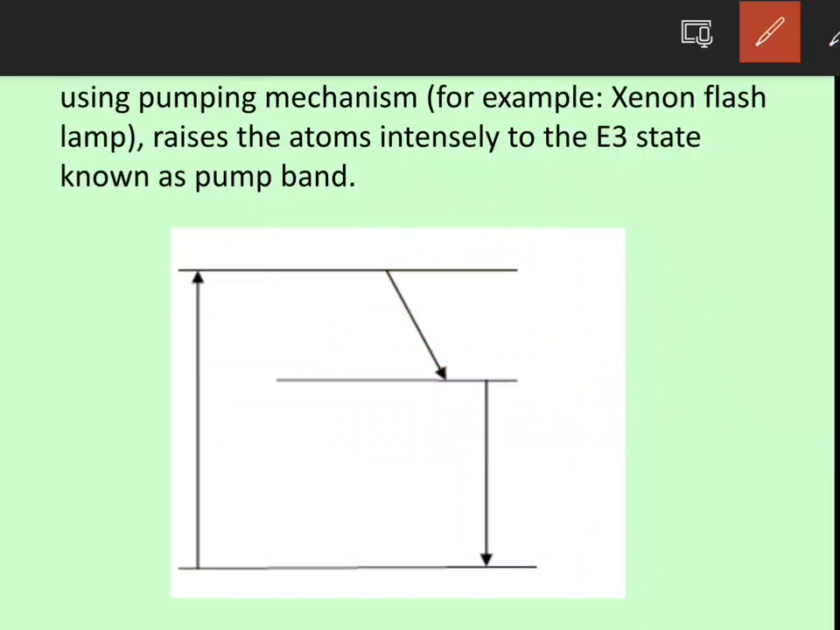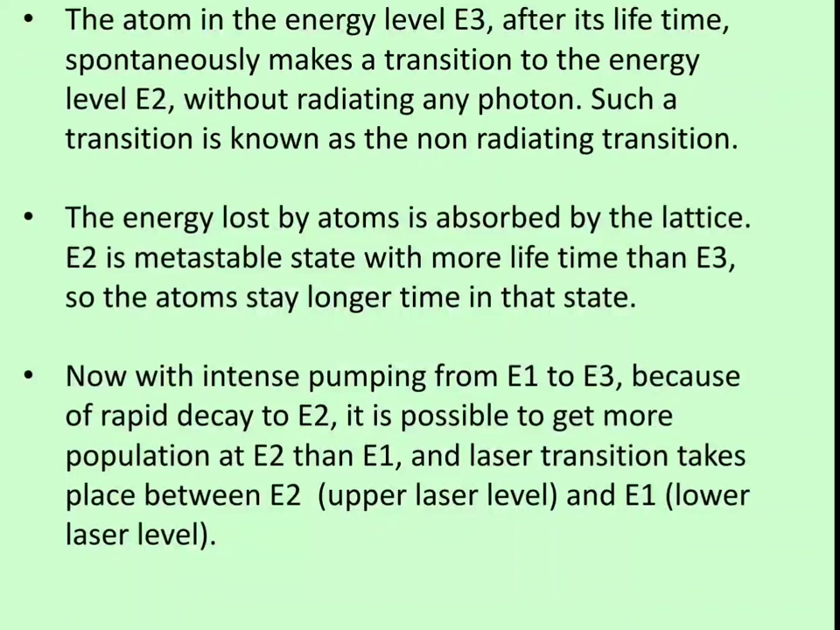The energy lost by atoms is absorbed by the lattice. Now E2 is the metastable state, with a longer lifetime compared with E3, so the atoms stay a longer time in that state. With intense pumping from E1 to E3, because of rapid decay to E2, it is possible to get more population at E2 than E1, and the laser transition takes place between E2 and E1.